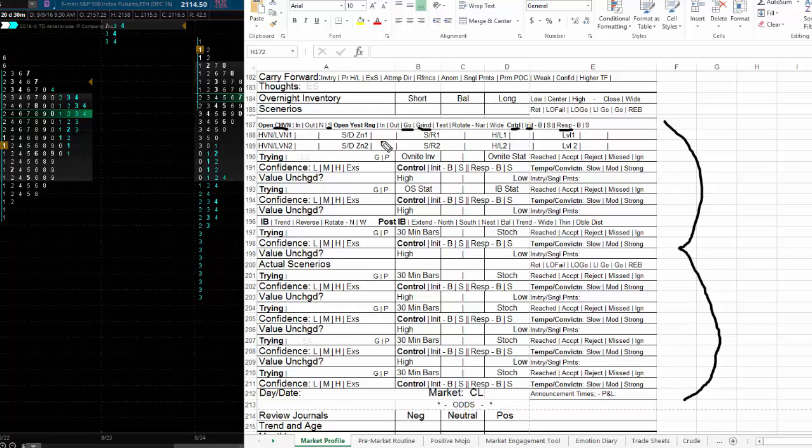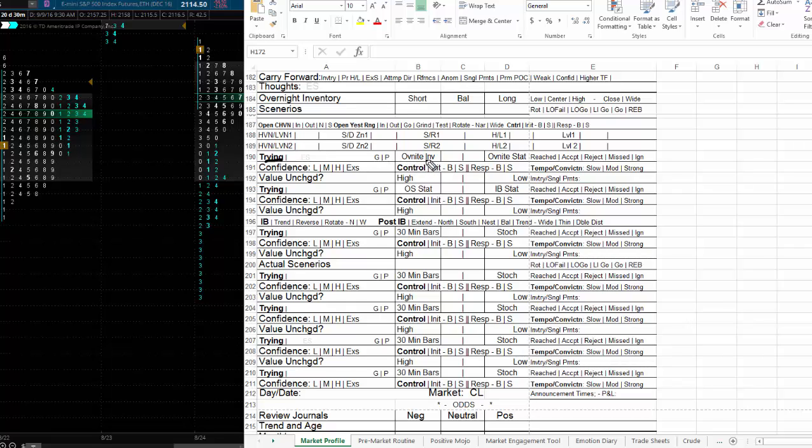I'll write in some levels in here, high and low volume node, supply and demand zones, support and resistance, highs and lows, and different levels that I believe are important. And if I get an idea of the target, where the market is heading to, I'll write that in there. What's the market trying to do? Is it doing a good job or a poor job of it?